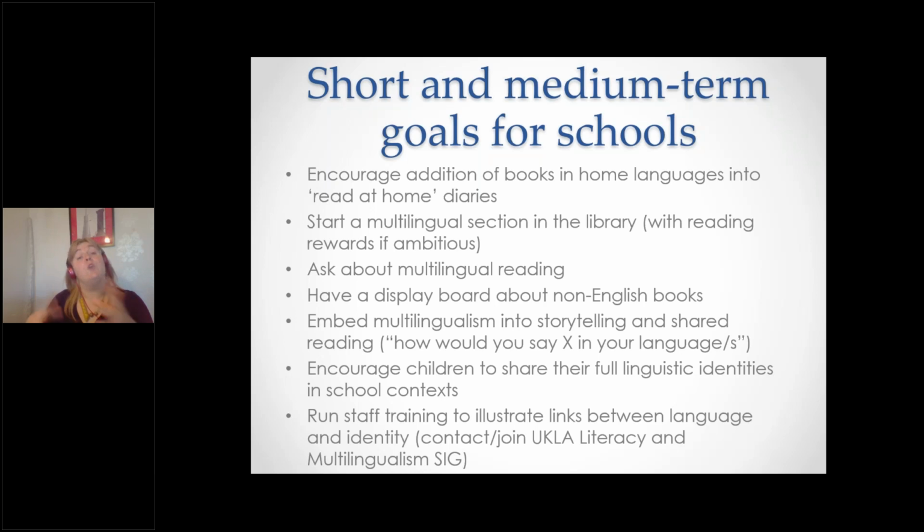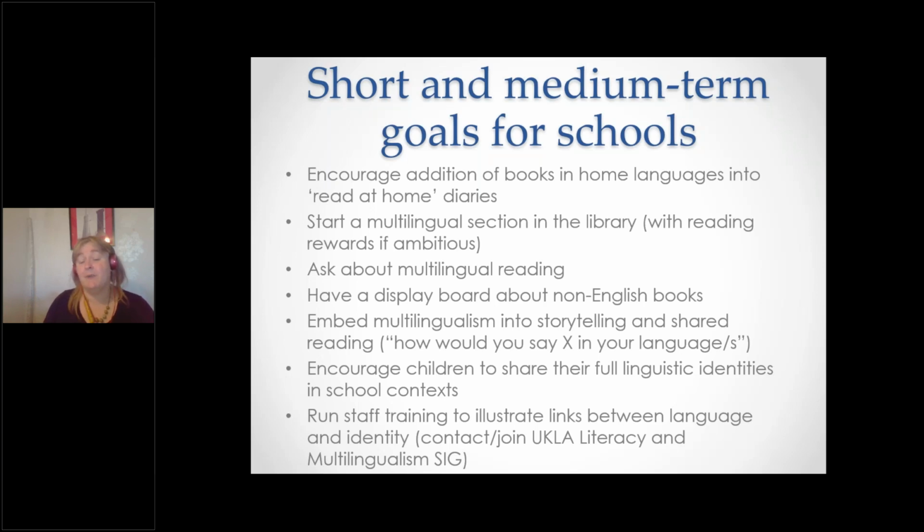It was okay for that to occur, but for that not to be put into the diary. And I wrote a note back explaining that if the child speaks multiple languages at home and only one of those languages is deemed important enough to make it into the read at home diary, then that actually sent a really bad message to my child about the status of the different languages at home.